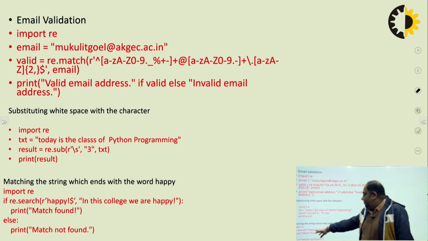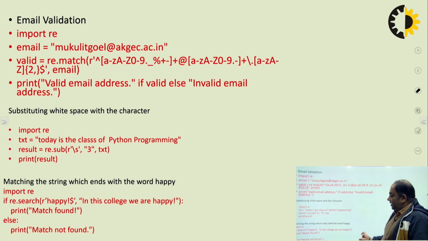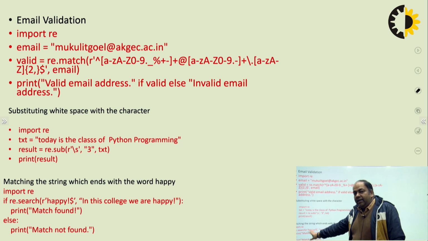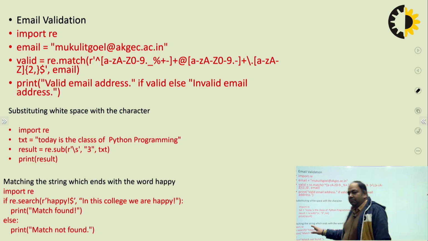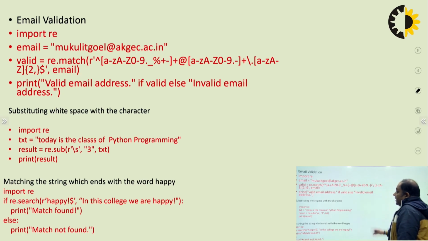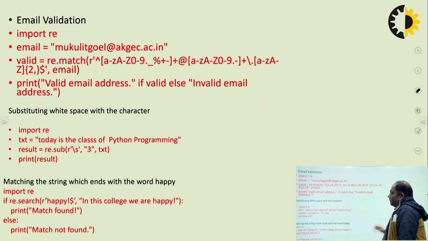So we write are happy $ sign. In this college we are happy. So it searches whether this string has this happy keyword, the happy word, at the end or not. If it finds the match, then it prints match found. If it does not find the match, it will print match not found. This email validation actually is very important in terms of examination also.